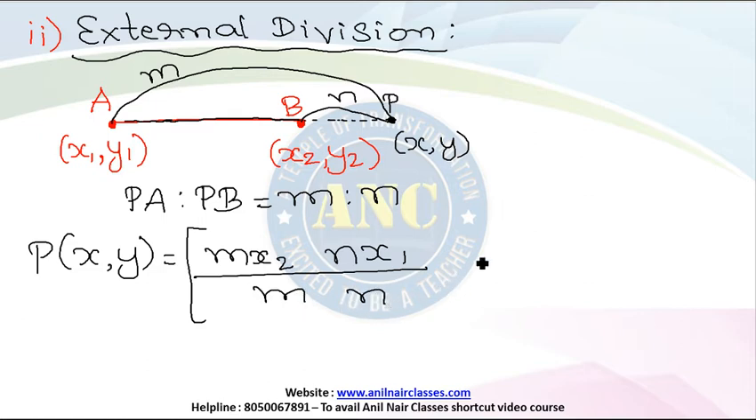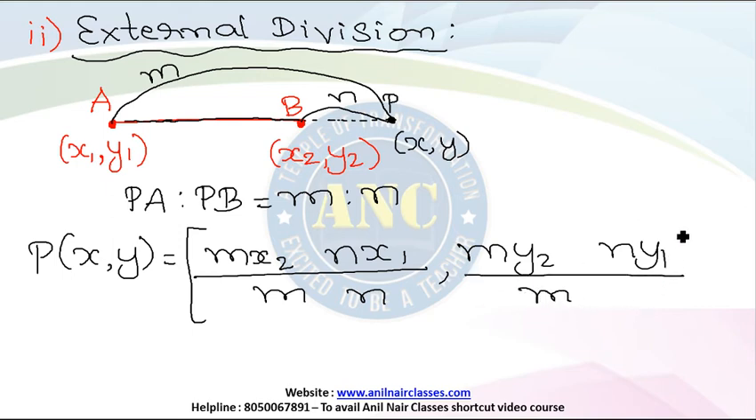For external, similarly, comma, my2 plus ny1 divided by m plus n. This is for internal, if I put plus in between. For external, the only difference is in between put a negative sign. Mx2 minus nx1 divided by m minus n, comma my2 minus ny1 divided by m minus n.